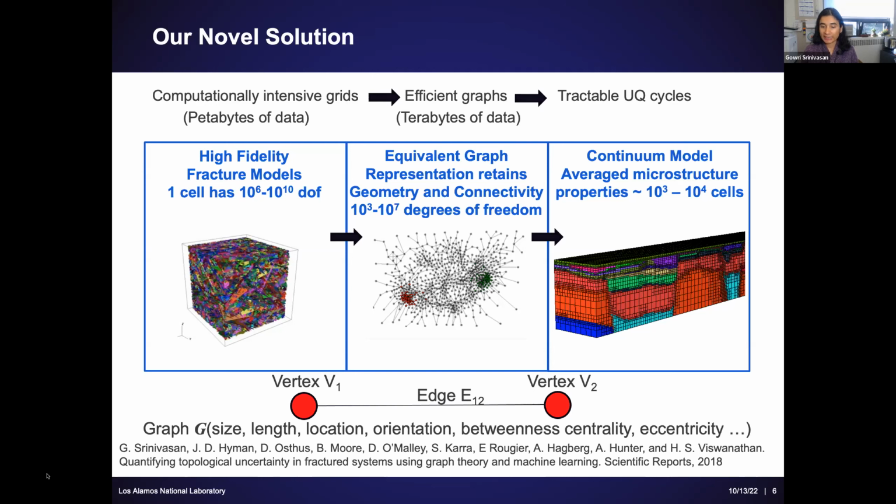So we came up with, okay, well, let's not represent each mesh element on a fracture. Let's instead represent the fracture as a graph. This is a network, so graphical representations are very suitable for networks. And so instead of modeling thousands of finite element cells on a single fracture, let's just abstract it all into, say, one to start with.